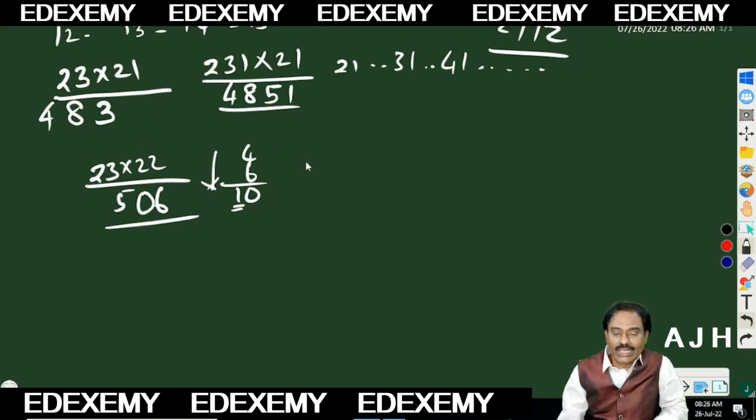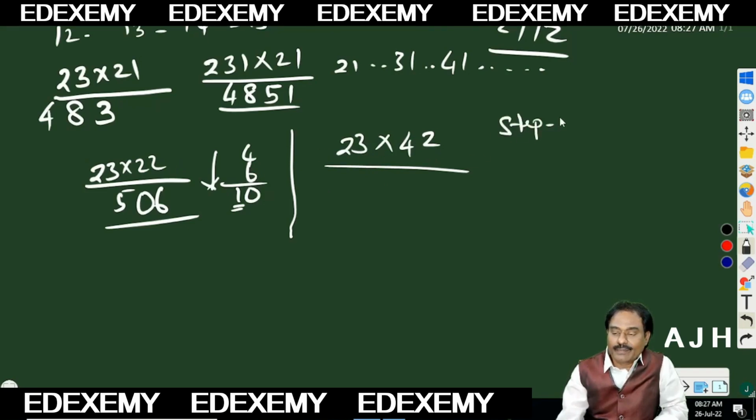Now, so 22, 33, 44, 55, these numbers you can follow these patterns. Now we will extend to a further level. 23 into, we will take 42. Now how to find this? We will be confused what number to be multiplied by 4, what number to be multiplied by 2.